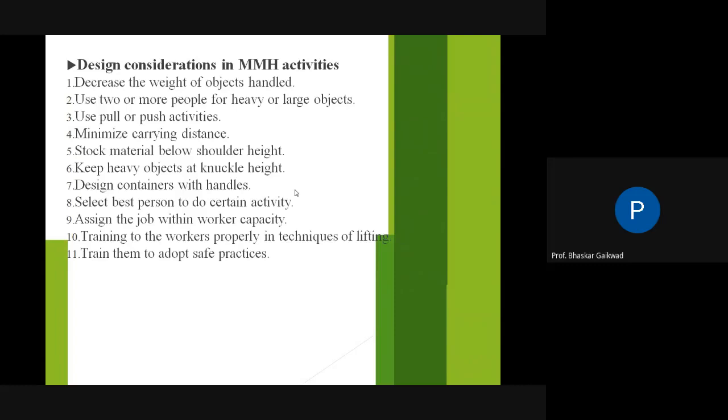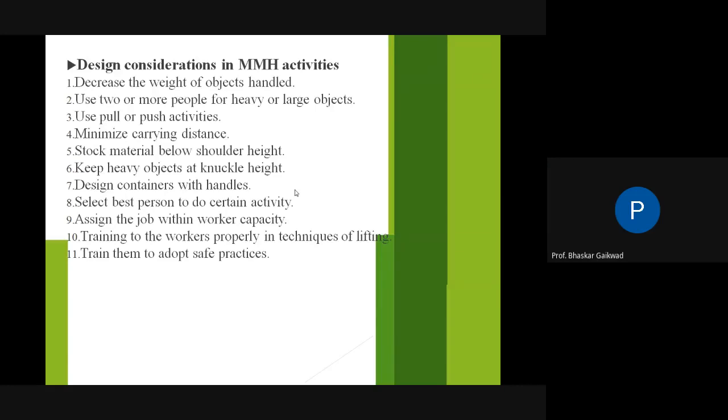So, design considerations. There are some points you need to remember while handling this material. First thing is capability, but here, decrease the weight of the object being handled. This is not in our hand. If it is a very lightweight material, we can handle it. But if it is mass handling, we cannot use the man. Second, use two or more people for heavy and large objects. It is very simple. If the job is large, we can use two or three persons.